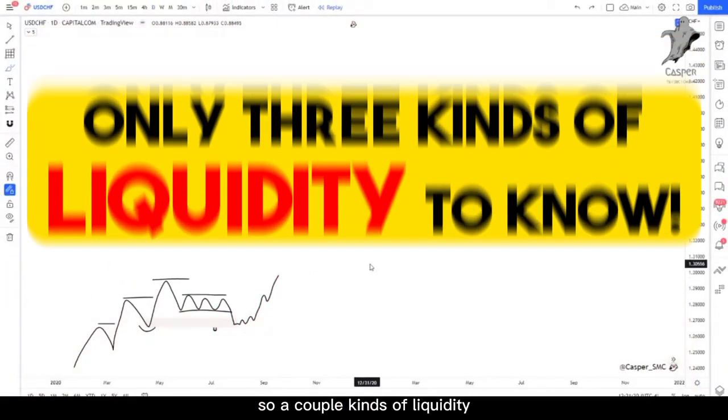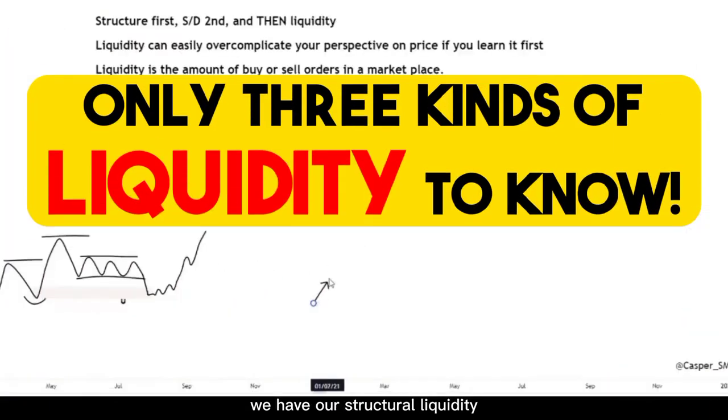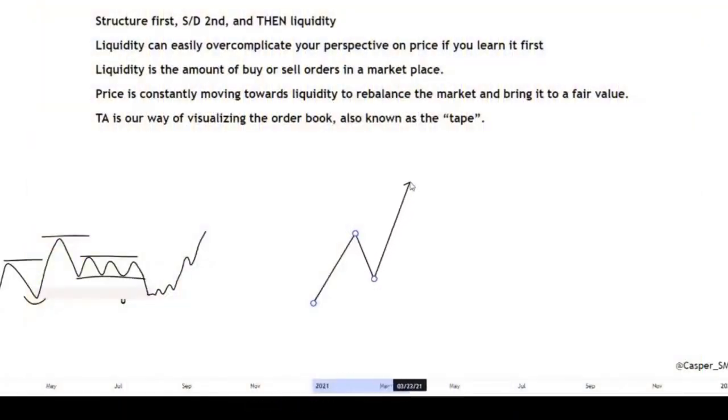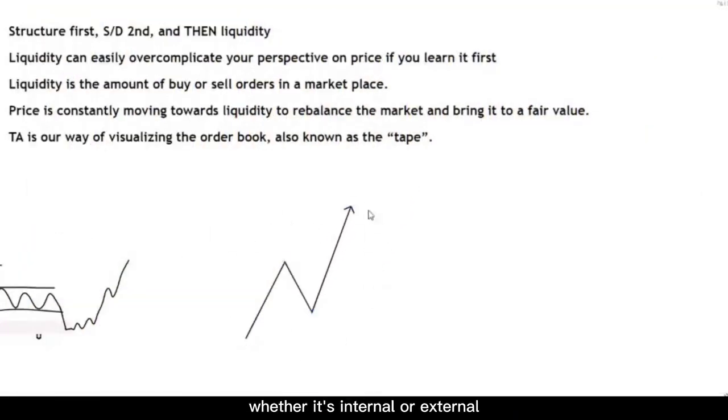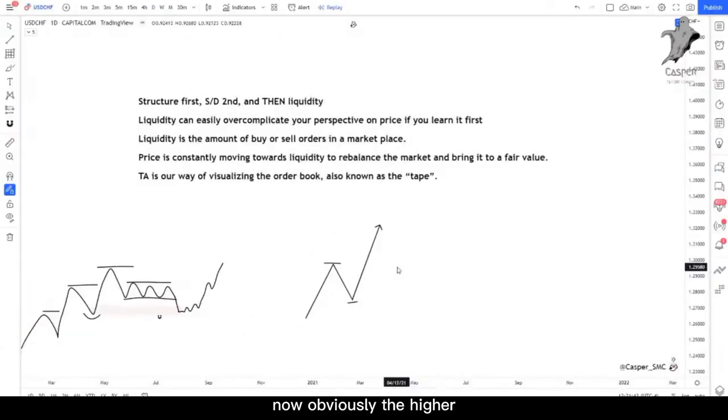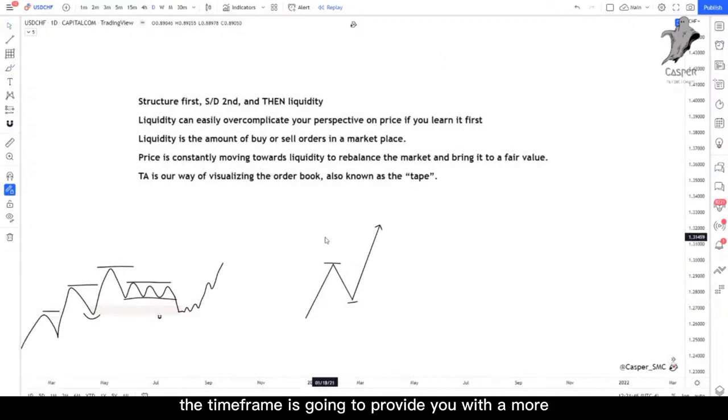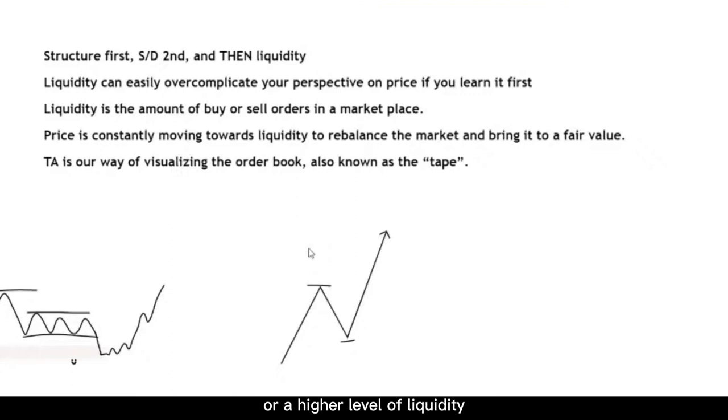So, a couple kinds of liquidity. We have our structural liquidity. Any kind of structure, whether it's internal or external, whether it's the 5-minute or the 4-hour, we have liquidity at these levels. There's going to be stops at both of those levels. Now, obviously, the higher time frame is going to provide you with a higher level of liquidity. For instance, there's going to be more stops above a 4-hour high than there are above a 5-minute high.